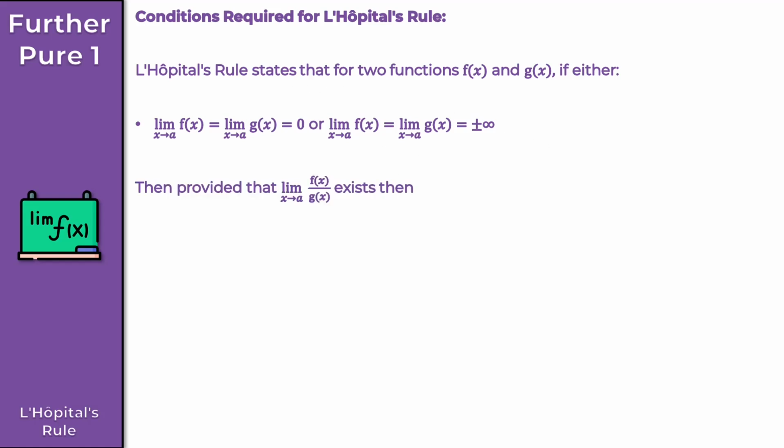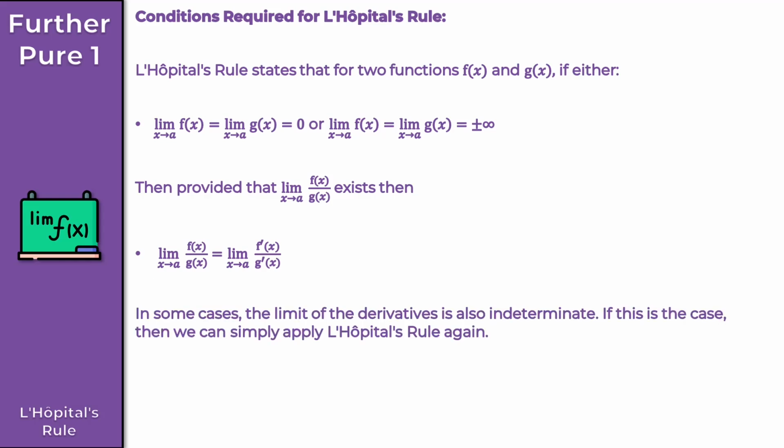And provided that the limit of f of x over g of x as x tends to a exists, then in that case, the limit of f of x over g of x as x tends to a is equal to the limit of f prime of x over g prime of x as x tends to a. This result is L'Hopital's rule.